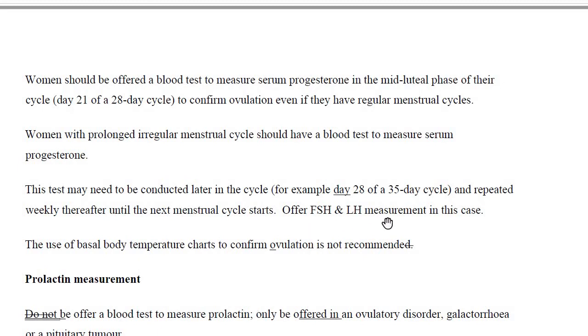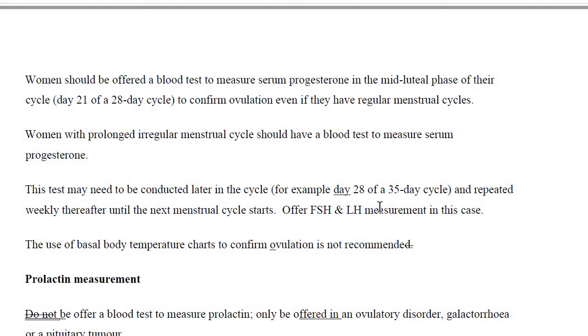Similarly, if she has a 35-day cycle, then she is very likely to ovulate at 35 minus 14, on day 21 of the cycle. Okay, so here we have to test her serum level about 2 weeks after the ovulation, and 1 week before the onset of menses. So we need to check the serum progesterone. Serum progesterone should be more than 3 nanograms. If it is more than 3 nanograms, then it means that she has ovulated in that cycle.